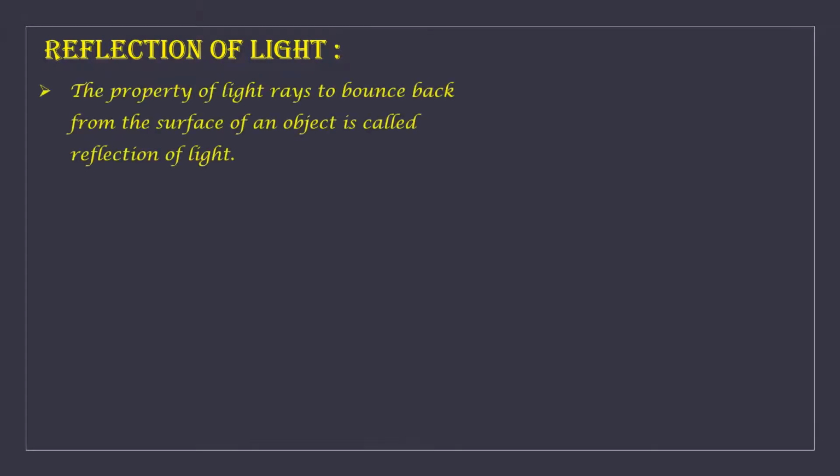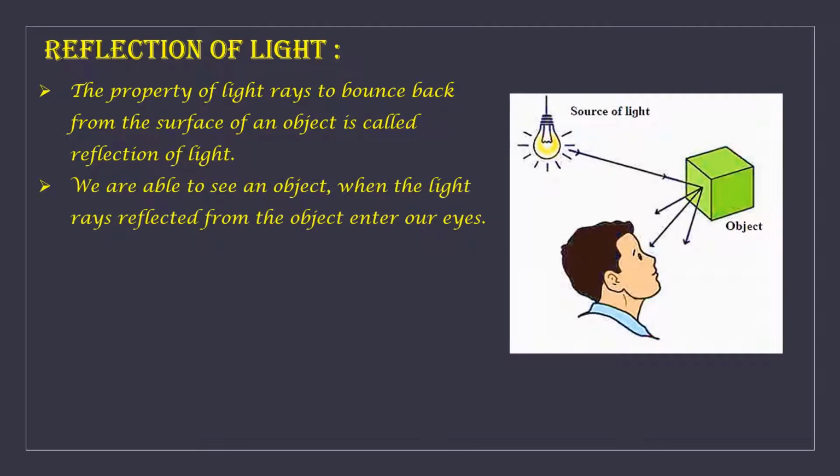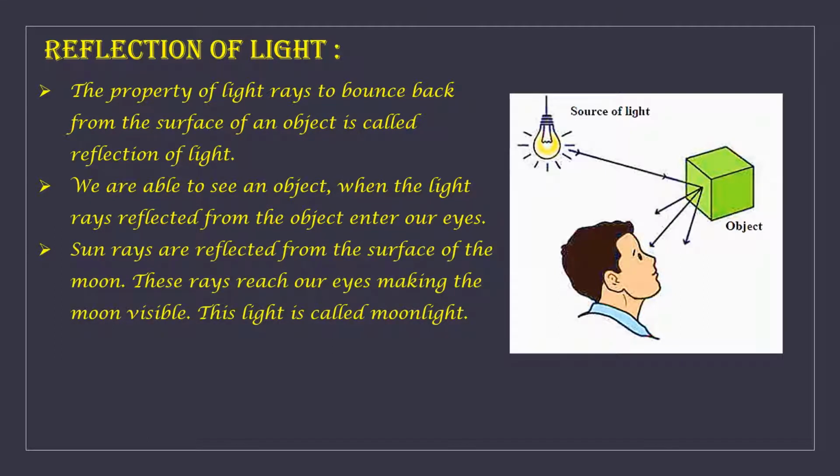Now let's understand about reflection of light. The property of light rays to bounce back from the surface of an object is called reflection of light. And we are able to see an object when the light rays reflected from the object enter our eyes. And sun rays are reflected from the surface of the moon. These rays reach our eyes, making the moon visible, and this light is called moonlight.